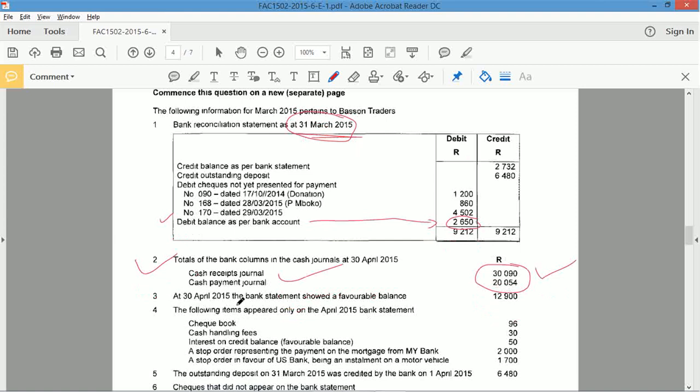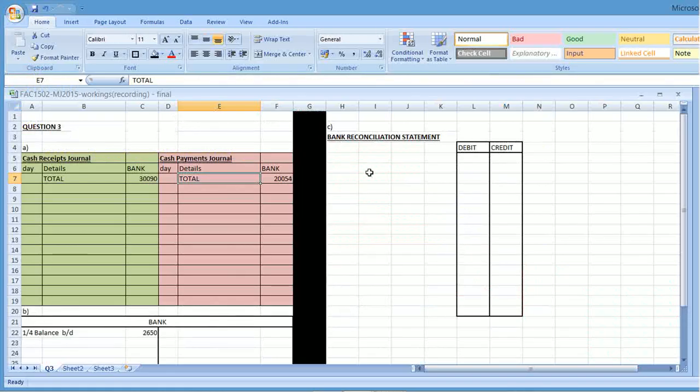Then they say at 30 April the bank statement showed a favorable balance. That's the bank statement. The bank statement balance goes to the bank recon, 12,900. I can't change that bank balance. It's favorable, so it's going to be a credit balance.